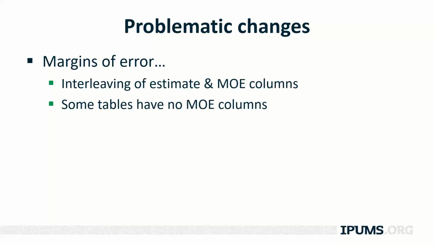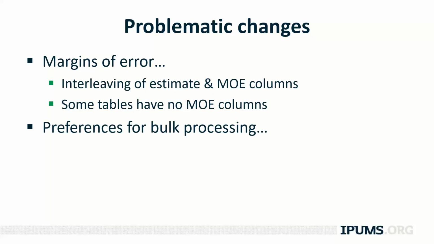Another problem is that some tables have no margins of error columns. So for a given file, most files have M columns for margins of error, but you might open up a file and discover there are no M columns. This is a problem for our bulk processing.